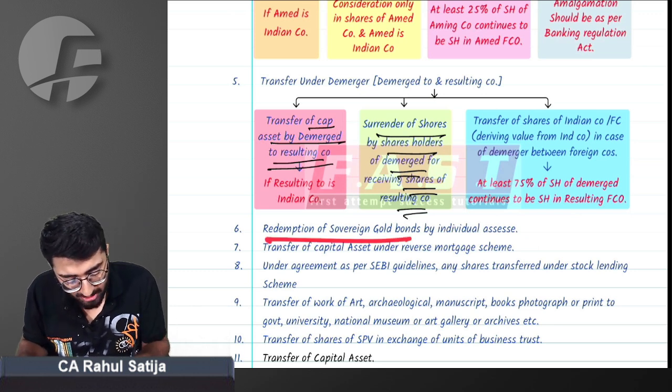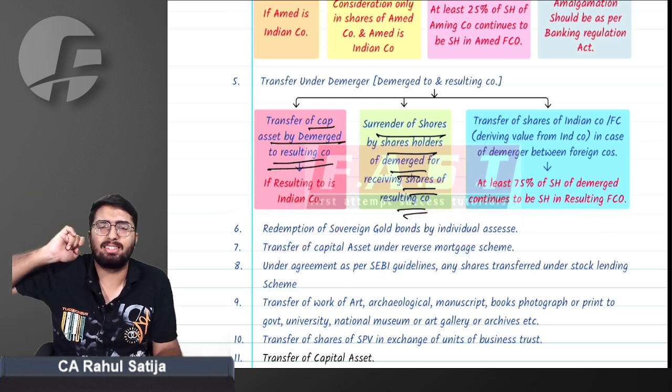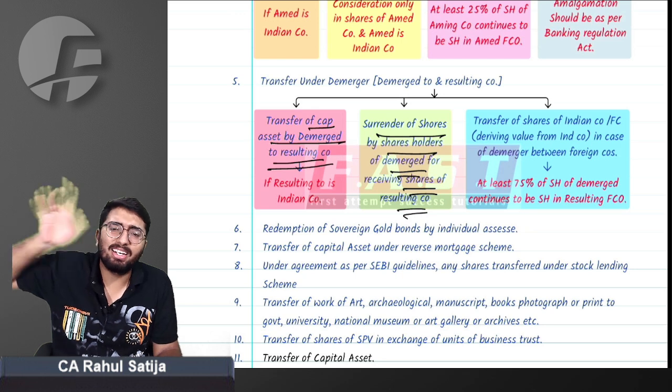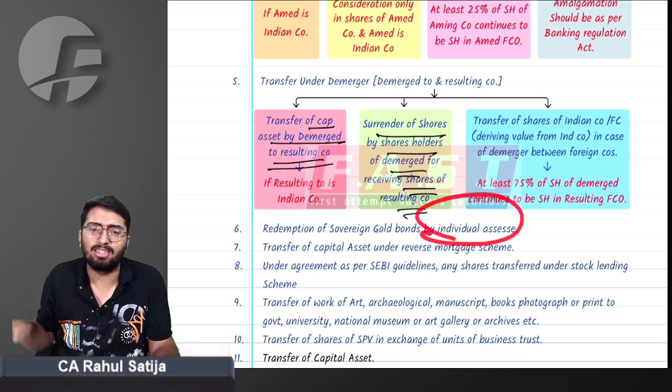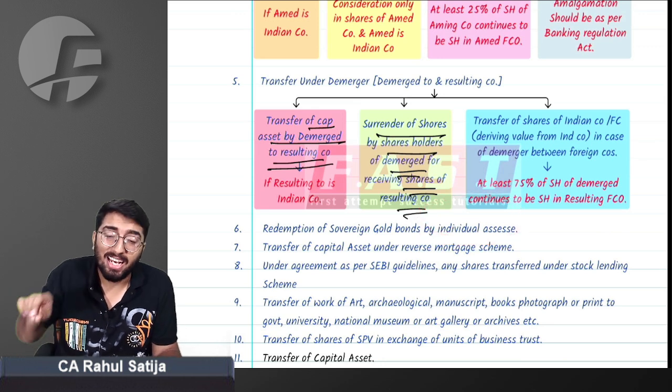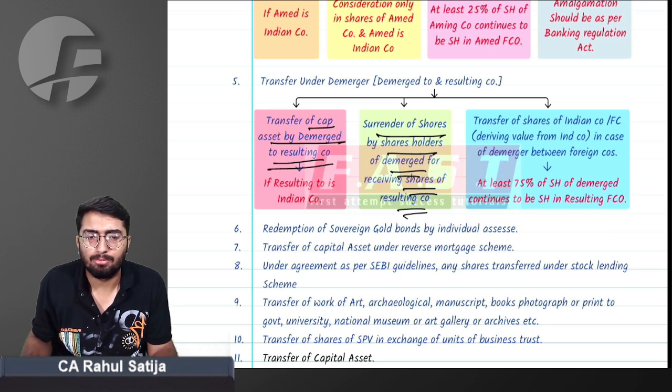Sir, if such gold bonds are being redeemed by an individual shareholder, then any capital gain arising shall be exempt. Can I say other than an individual, if anybody is doing it, will it be exempt? Right answer is no, only redemption by an individual is exempt, not anybody else. Can I say indexation will be available? Right answer is yes, indexation will be available.